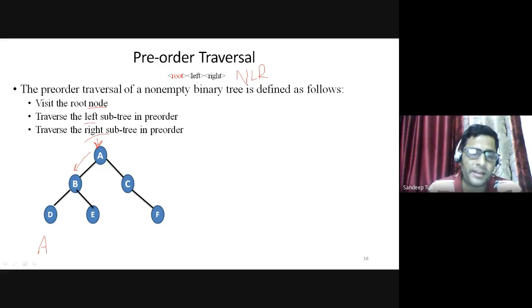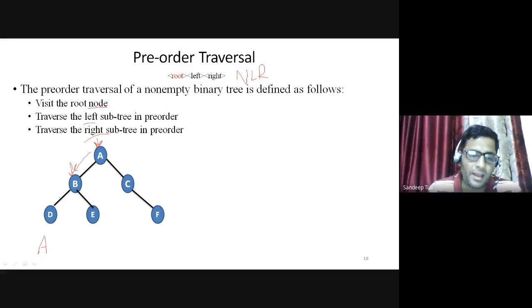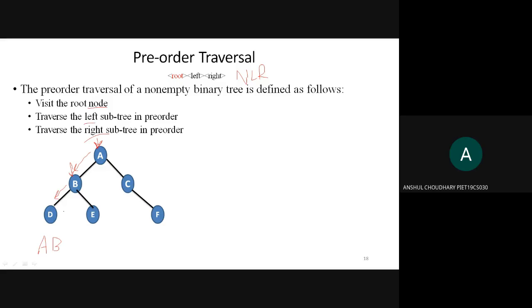So this subtree I need to access now. Now this becomes the root node. Yes or no? Yes, sir. So now for this subtree, I am starting with this root node B. First of all, what will be the value to be printed? B. Then what? D, the left part.